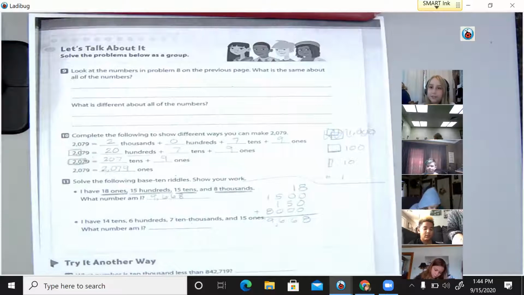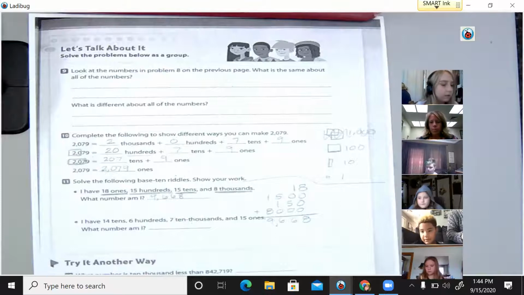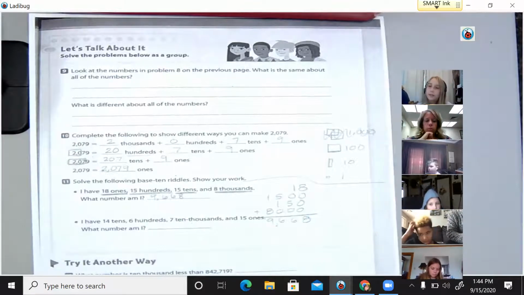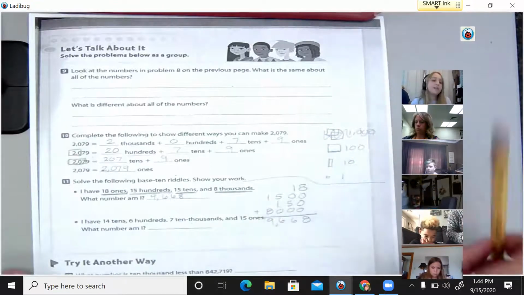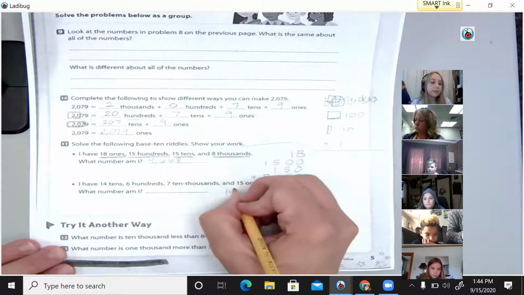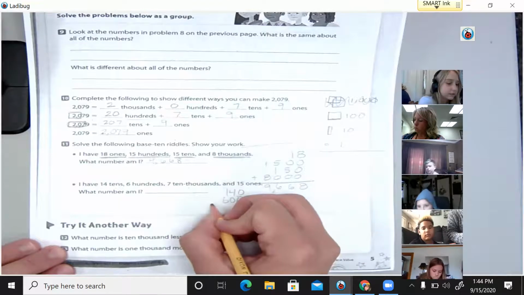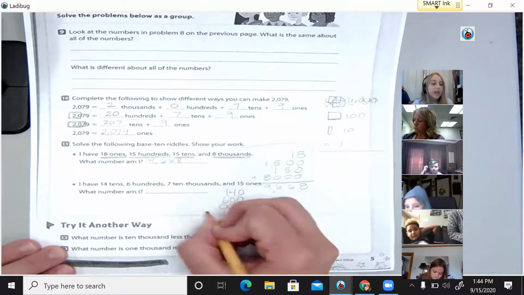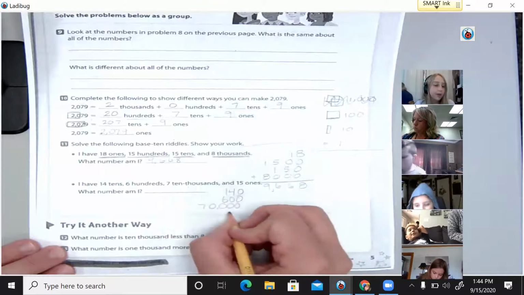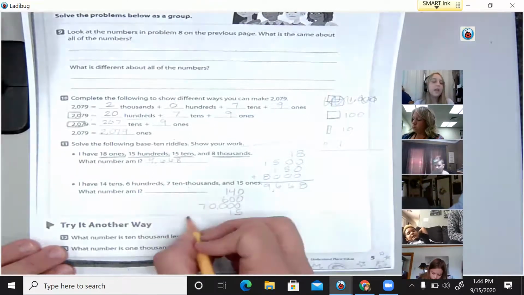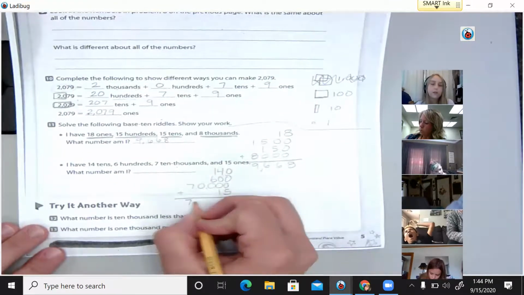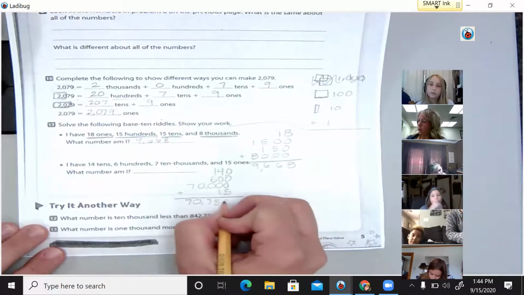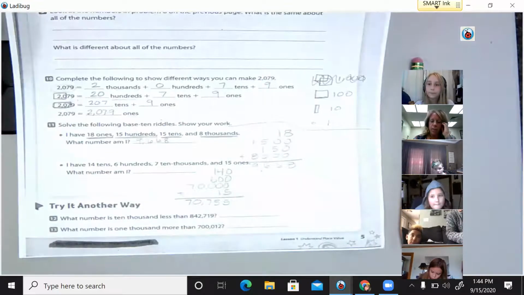I did multiplication. Okay. So I multiplied 14 times 10, and I got 140, and then 6 times 100, and then 600. 7 times 10,000, I got 70,000, and then 15 times 1, and then I got 15, and then I added all the answers up, and I got 70,755. Great. Did anyone use a different strategy that they would like to share?